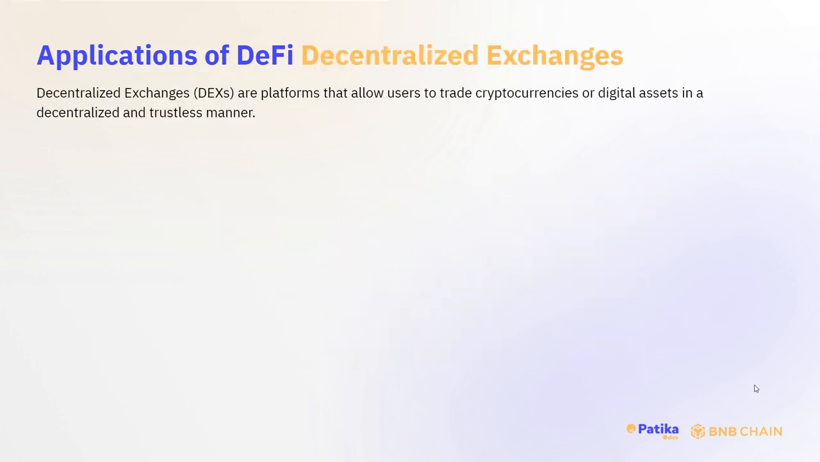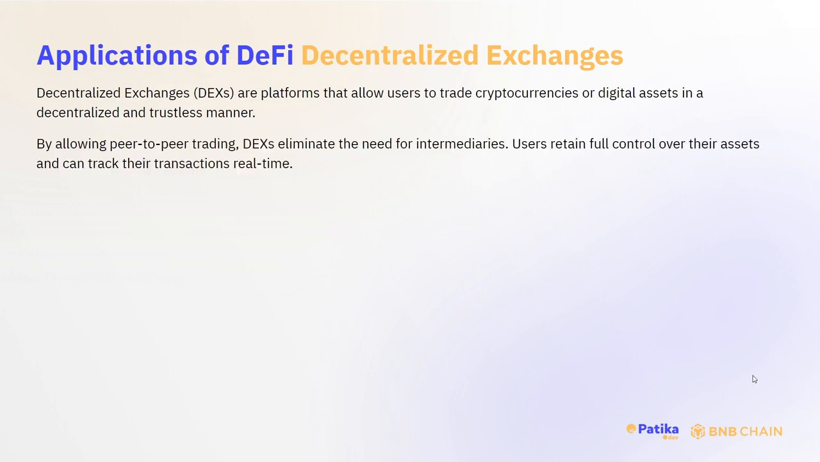Decentralized exchanges. Decentralized exchanges are platforms that allow users to trade cryptocurrencies or digital assets in a decentralized and trustless manner. By allowing peer-to-peer trading, decentralized exchanges eliminate the need for intermediaries. Users retain full control over their assets and can track their transactions in real time. In this regard, let us see the full process here.